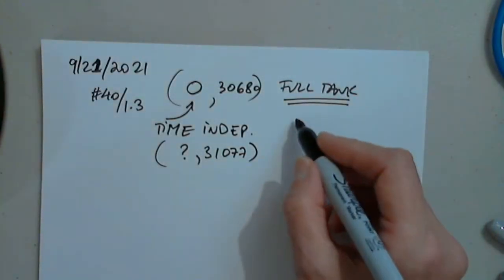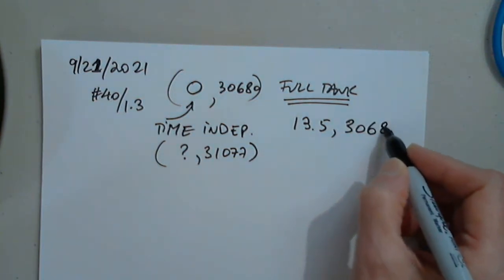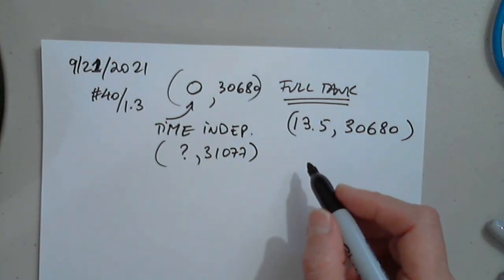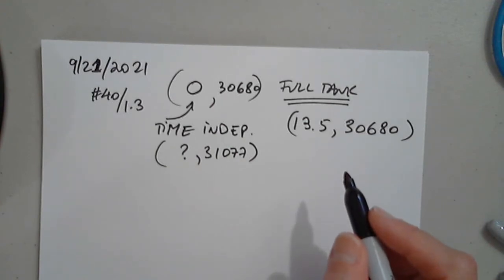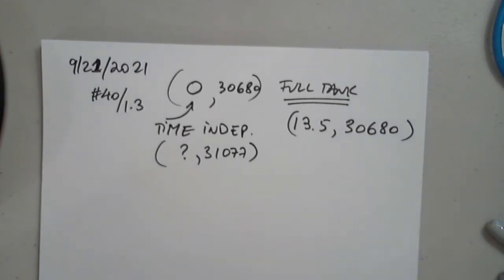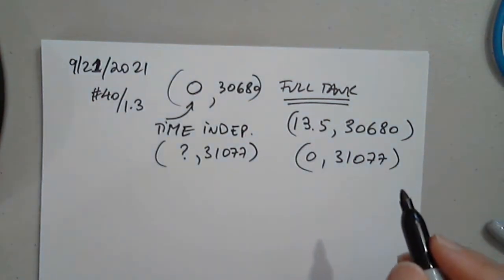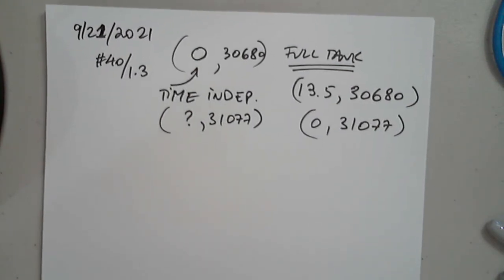Okay, so initially it was 13.5, comma, 30680. And then I'm assuming that at the end of the trip, the odometer reads this. It takes, okay, to refill the tank. So I'm assuming this is 0 for now. What is the average rate at which the car was traveling in miles per gallon?